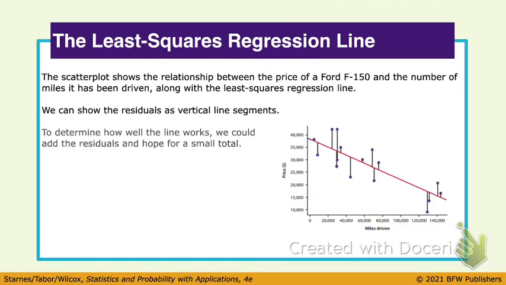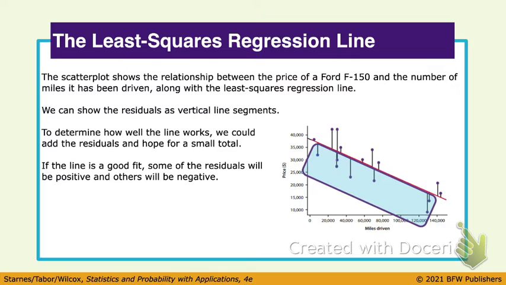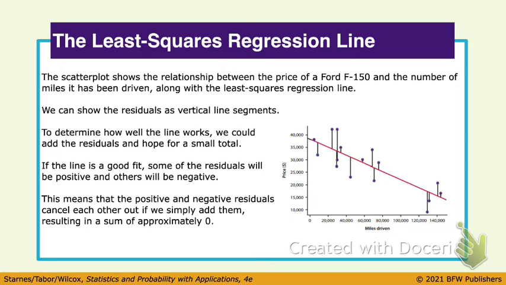All of the data values on the top would have positive residuals. The data values on the bottom would have negative residuals. If I were to add all of these residuals up, some of them positive, some of them big, some of them small, some of them negative, I would actually get about 0 every time because they're kind of canceling each other out.